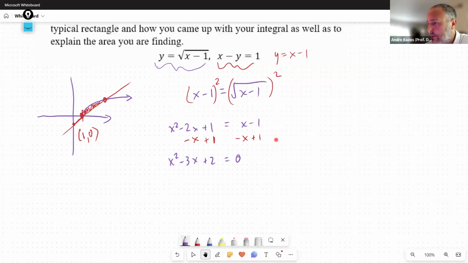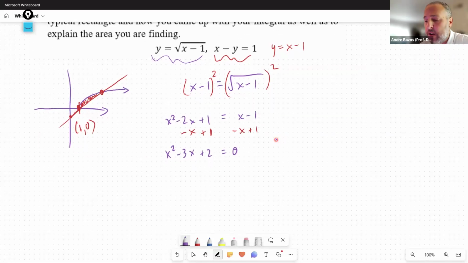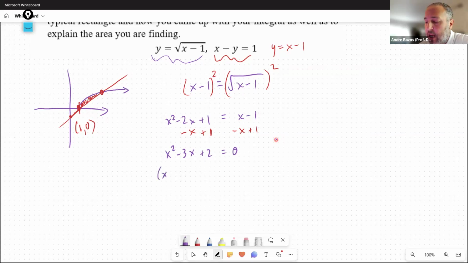Each quadratic equation needs to be equal to 0 to solve it. Hopefully I can factor this. I think that is x minus 2, x minus 1 equals 0. I think that gets it for us.